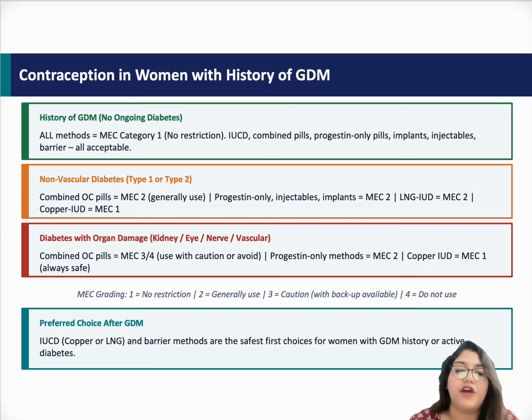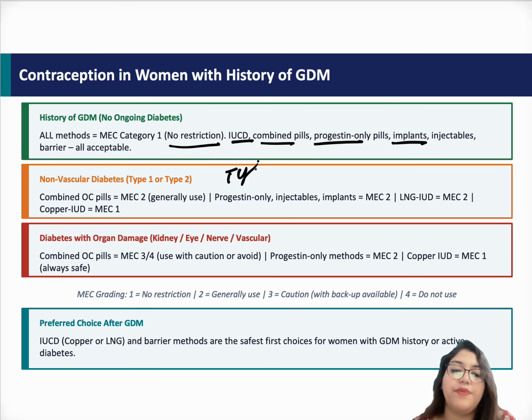So contraception after GDM. Contraception in women with history of GDM, no ongoing diabetes: all methods are MEC category 1, no restriction. IUCD, combined pills, progestin only pills, implants, injectables, barriers, all are acceptable.